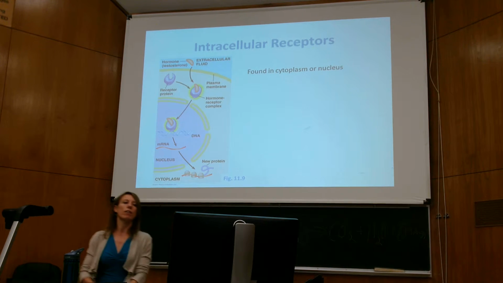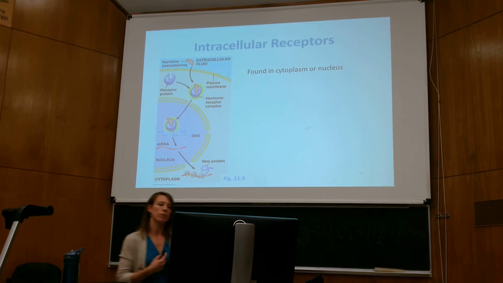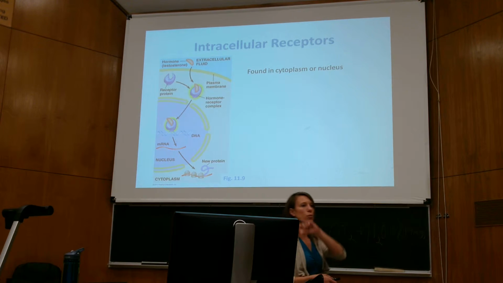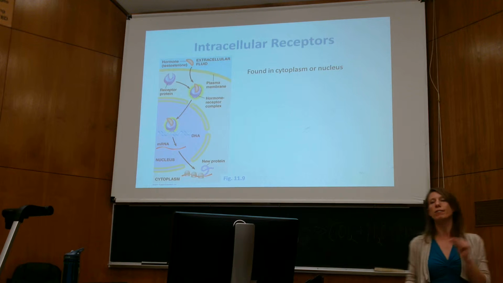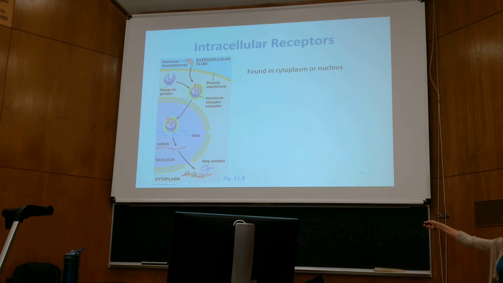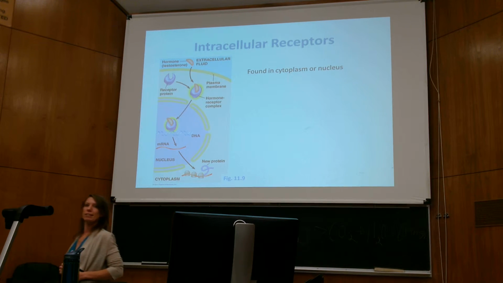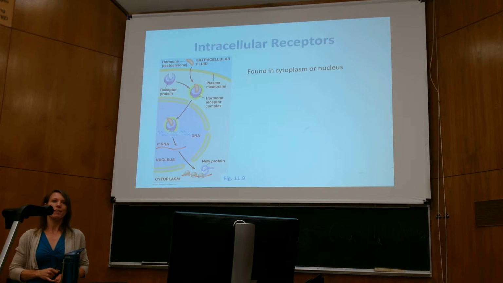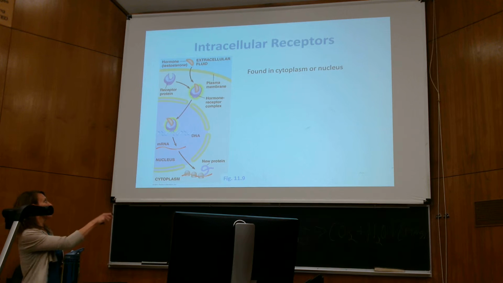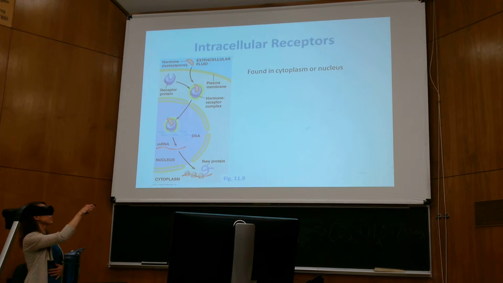Okay, so there are also intracellular receptors. Okay, so we just looked at ones that are in the plasma membrane. There are some on the interior of the cell, either in the cytoplasm or inside the nucleus. Okay, so if they're inside the cell, what does it tell you about the signal that's being sent? Does it have to enter the cell? Yes, it does. If it's going to bind to the receptor, it has to enter the cell.